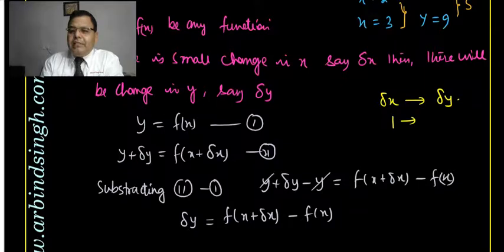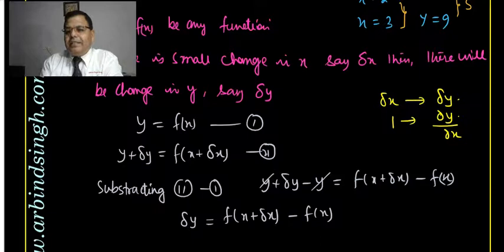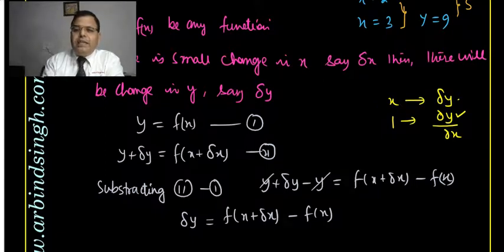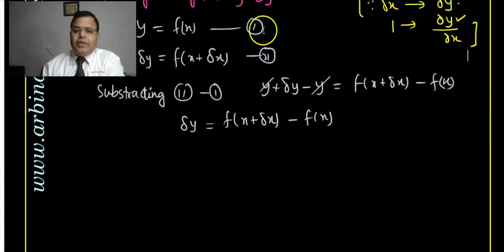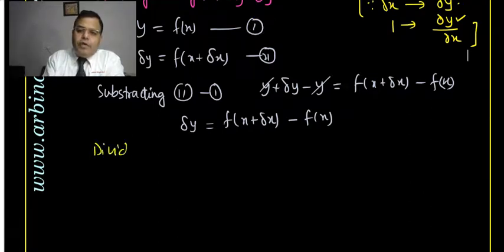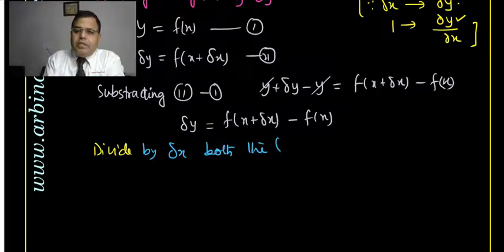When there is a change in x, then what will be the change? Delta y by delta x. So this is called the rate of change of y with respect to x. To define this, we need to divide by delta x on both sides.